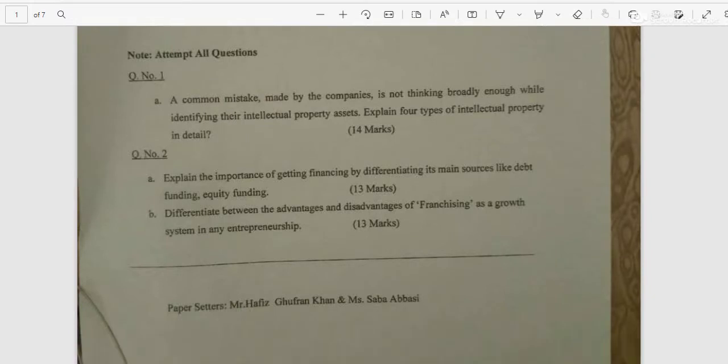Question number 1. A common mistake made by companies is not thinking broadly enough while identifying their intellectual property assets. Explain 4 types of intellectual property in detail.